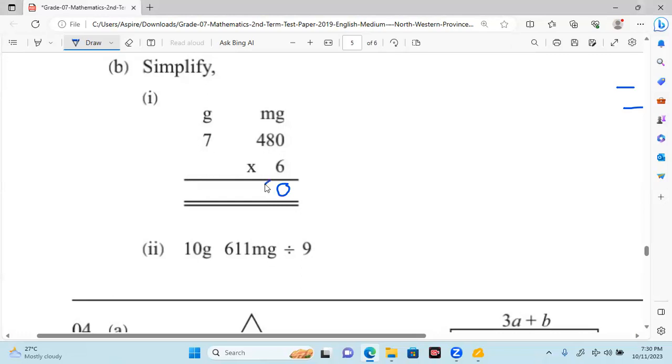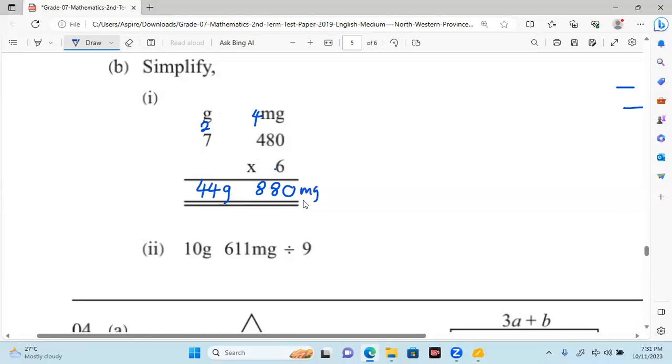6 into 0, 0. 6 into 8, 48. Sorry. 6 into 0, 0. 6 into 8, 48. 6 into 4, 24 plus 4, 28. Then take 2 to here. 6 into 7, it's 42 plus 2, it is 44. Then it is 44 gram and 880 milligram.